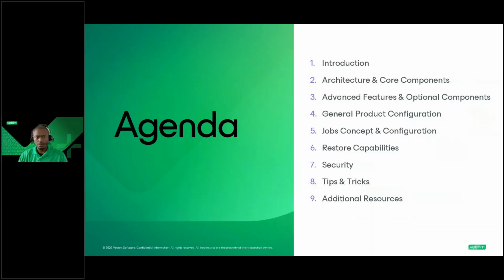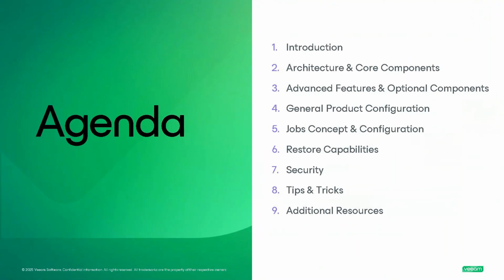All right, so to get started, we'll start off with the introduction, and kind of just as we just did, go into core components and architecture, advanced features, optional components, the general product configuration or things that might be overlooked that could be important, job concepts and configurations in more granular detail, restore capabilities and the different ways you can restore, and some best practices related to that.